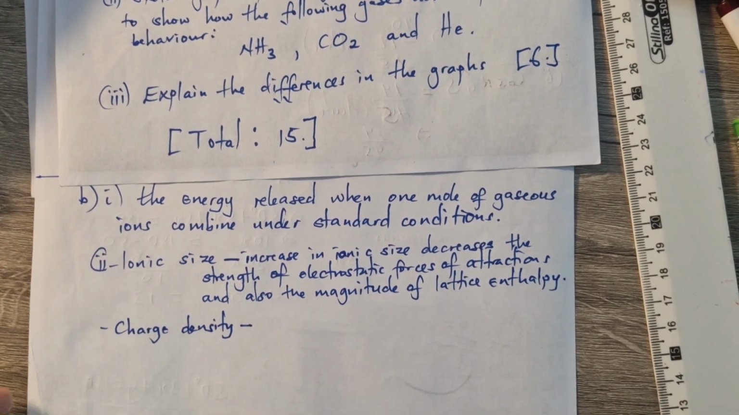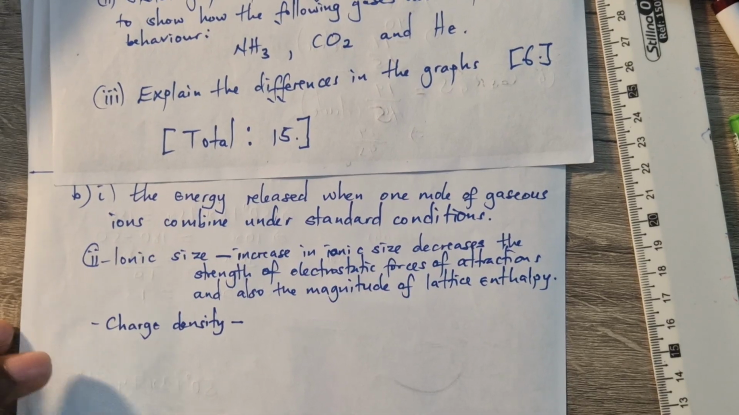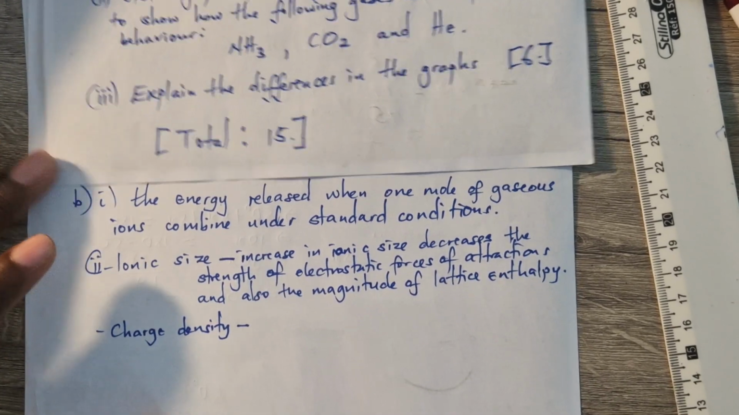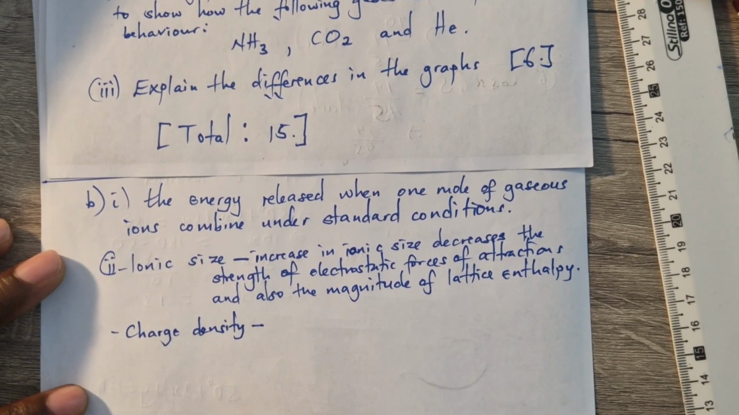So when we talk of charge density, to those who don't know what it means, we say it is the amount of charge per area or given volume of an atom or ion. Okay.